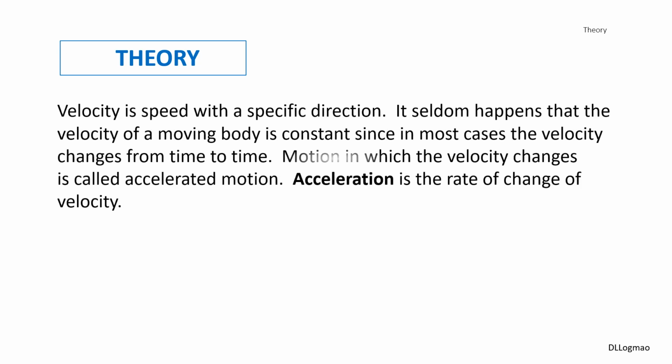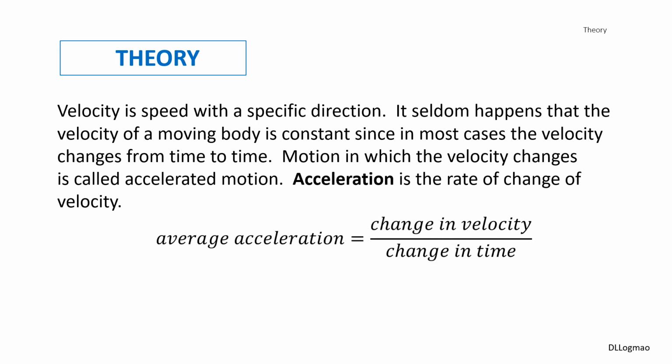Some background information important to this activity. Velocity is a speed with a specific direction. It seldom happens that the velocity of a moving body is constant, since in most cases the velocity changes from time to time. Motion in which the velocity changes is called accelerated motion. Acceleration is the rate of change of velocity.